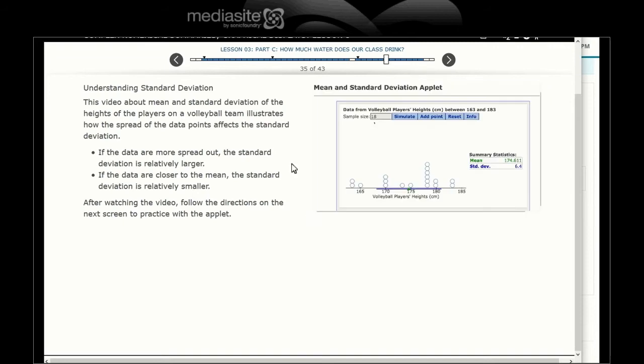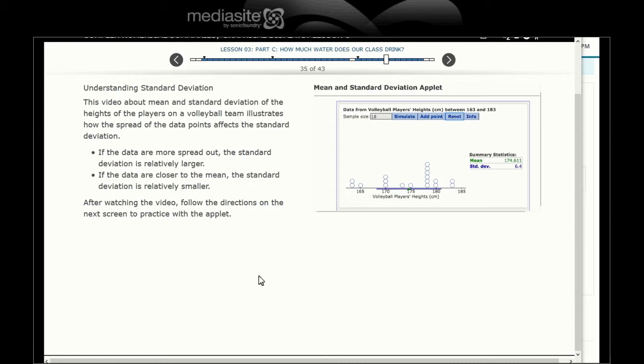Exploring standard deviation. This dot plot displays the heights in centimeters of the mid. Okay, this is an 8-minute video, so I'm going to put it on pause, pull up this tutorial on another screen, and watch the video. Okay, you got me off pause. That means you must have watched the video.